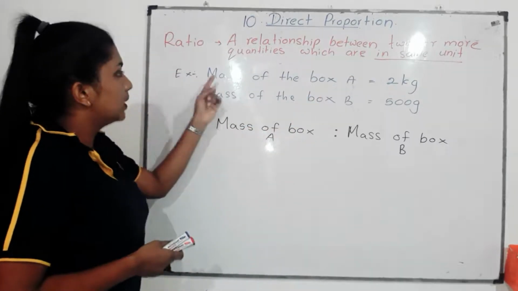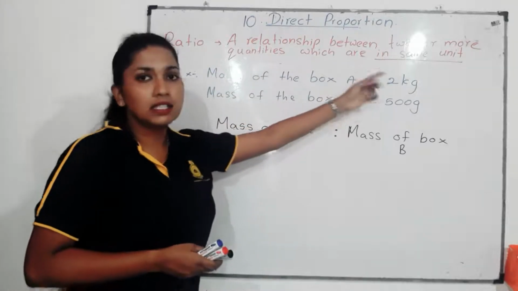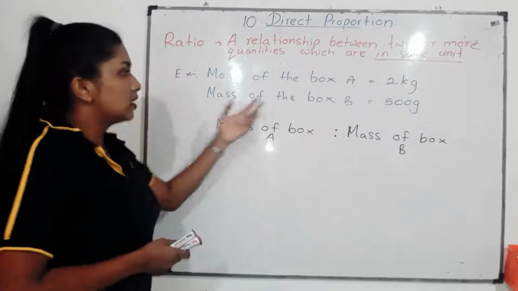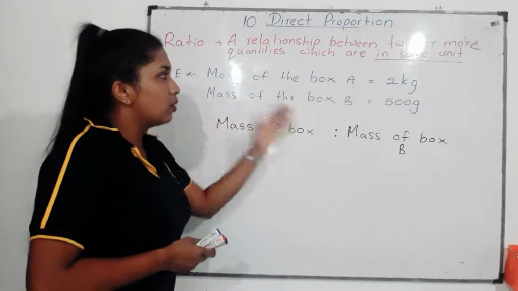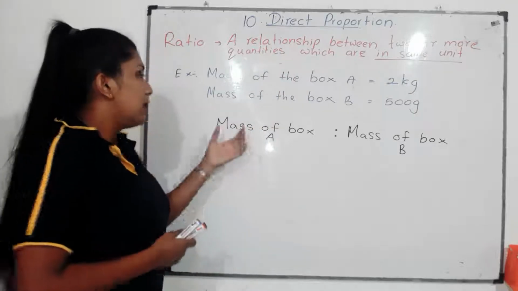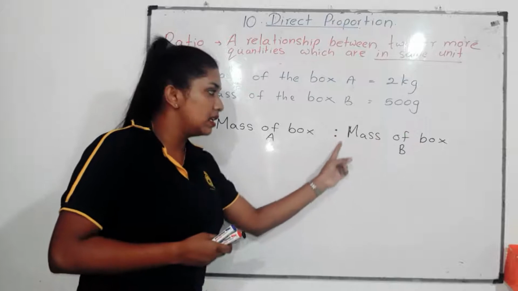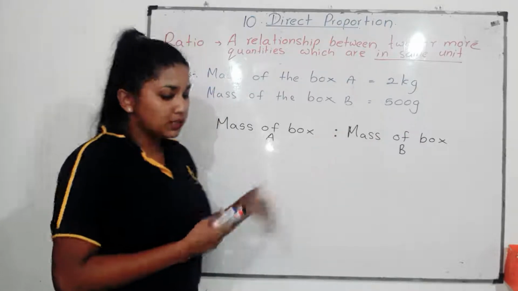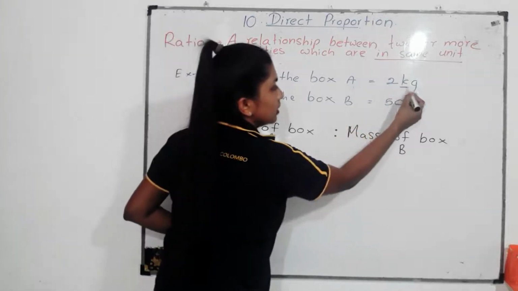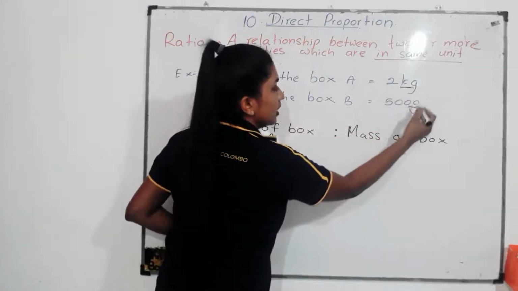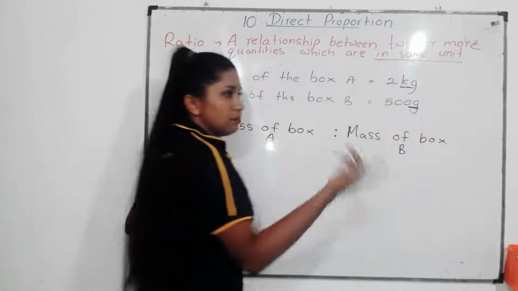For example, the mass of box A is 2 kilograms and the mass of box B is 500 grams. Now I want to write this as a ratio. Mass of box A to mass of box B. This symbol is used to mention ratios. But in here the units are different, so we have to convert them into the same unit.